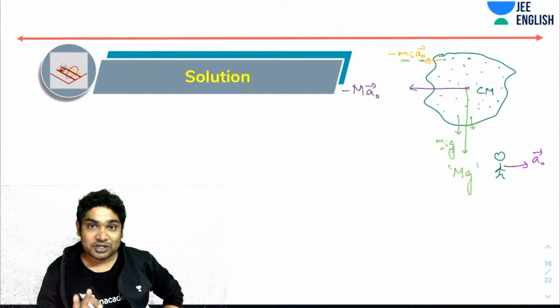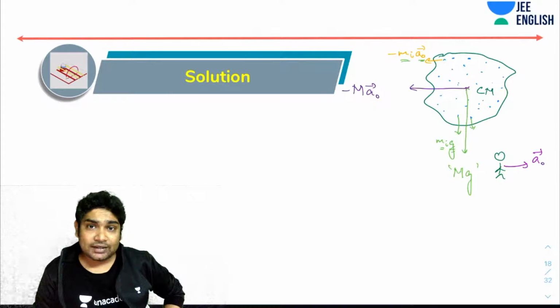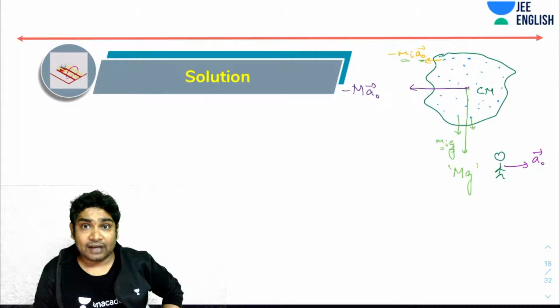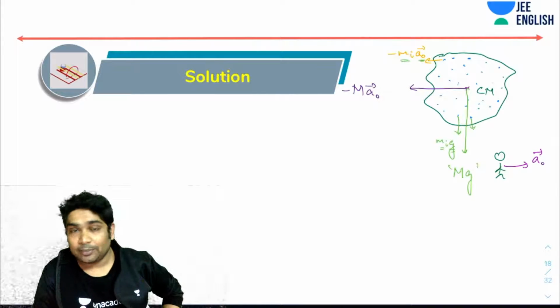So I hope you're convinced with that. The effective position of all the pseudo force would be acting on the CM, and the pseudo force would have a magnitude of minus m times a naught vector, and it will act at the CM. Let me know if this made sense.